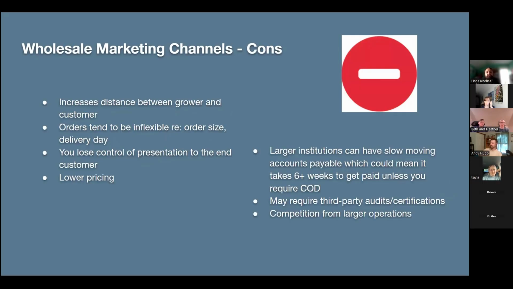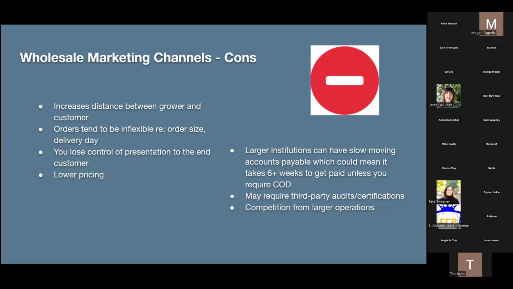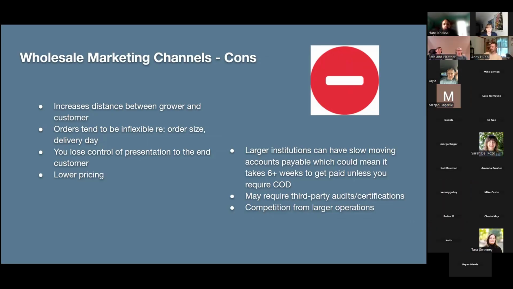So what are some of the cons of wholesale marketing? You do have that increased distance between grower and customer. You don't necessarily have that immediate connection with the people that are eating your food. Some people value that more than others. That can be an issue for some farms, but for others, it's not as big of a concern. Your orders tend to be a little less flexible, order size, delivery day. That is usually something more set in stone, not always. You do lose control of the presentation.